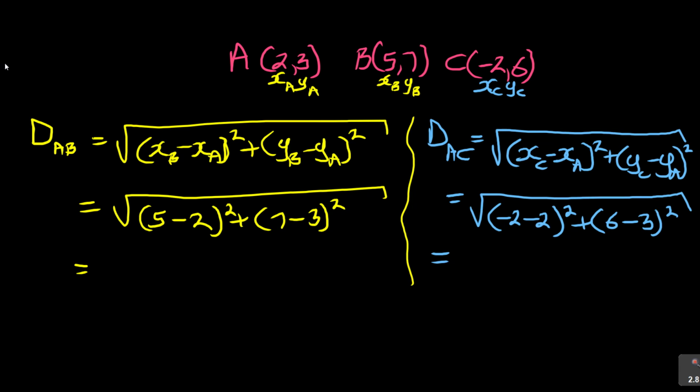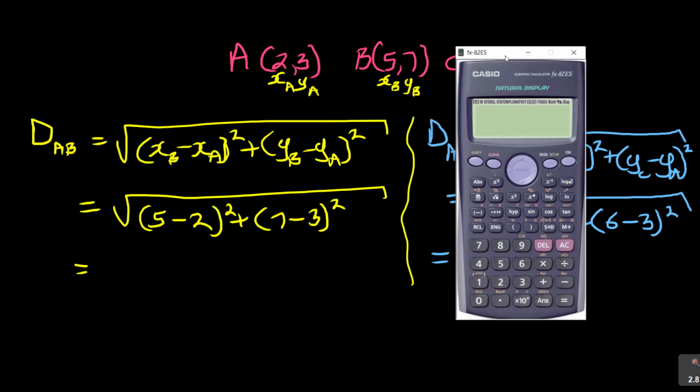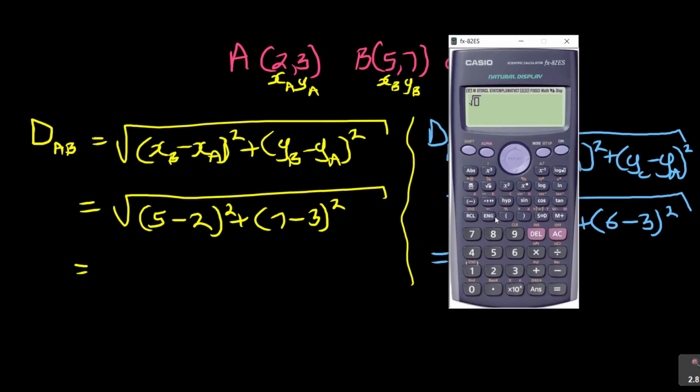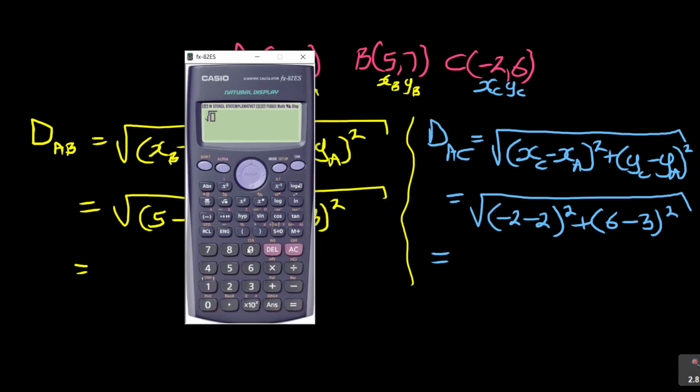So remember, the aim when you're calculating the distance between 2 points, the aim here for an isosceles is to look at the one that is equal. So if I say square root of bracket 5 minus 2, and then I square that, and then plus here it's 7 minus 3, all right, and then I square that, equal to 5. So here I'm going to get 5. What about the other one? Square root of bracket negative 2 minus 2 squared, and then plus 6 minus 3 squared. The first one gave us a 5. This one is also giving me a 5.